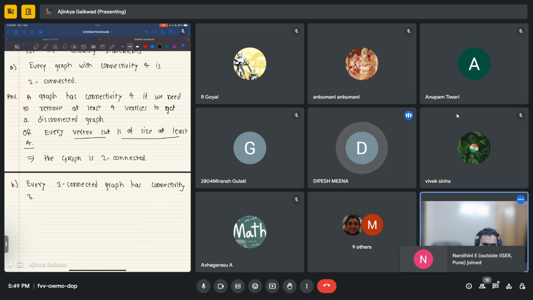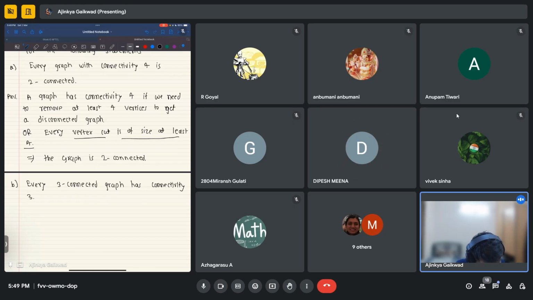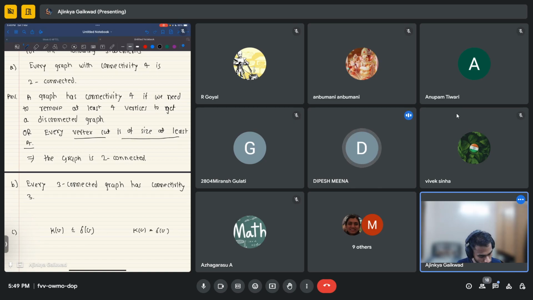Sir, when will it be equal, you write less than or equal to. Okay, let me get to that part. What I said is kappa of G is at most delta of G. What is your question? Sir, I am asking when this equal to sign is there. Oh, are you asking when this will happen? Yes, sir. Let me give you an example of when this will occur. Okay, so let's see here. What is the connectivity of this graph G?